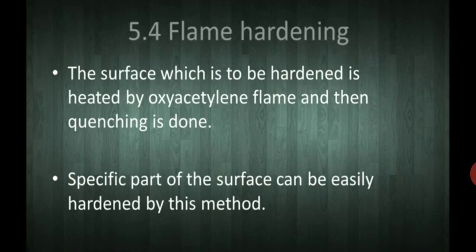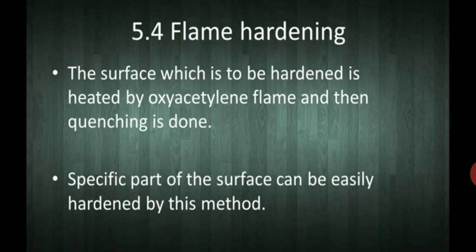Next is flame hardening. As the name suggests, the surface is heated by flame. In this process, the surface which is required to harden is heated by oxyacetylene flame and it is quenched. This is a quick process and a part of the material can be hardened only. It means if a specific part of surface is required to be hardened, then this method is more preferable.